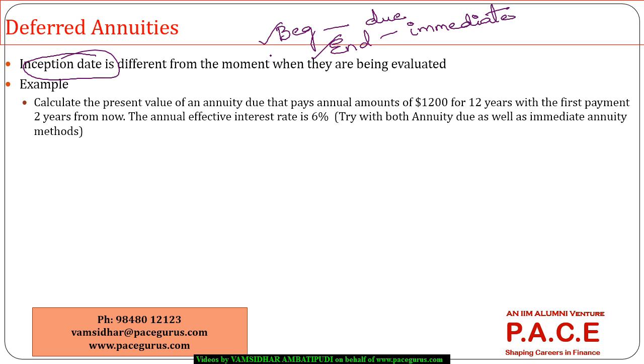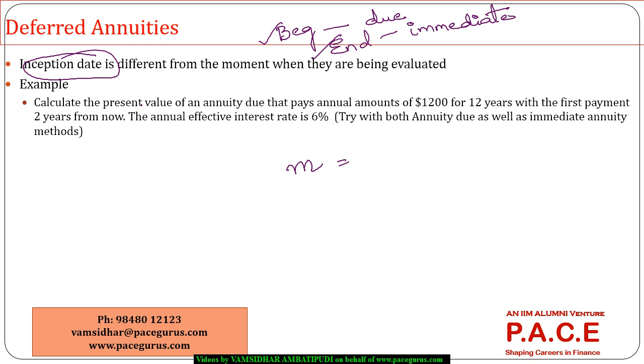In that case, we call this kind of annuity a deferred annuity. Everything is the same: the same annuity formula, the same accumulated value formula. The only thing is that there is a parameter called M, which we set to whatever the time period is.